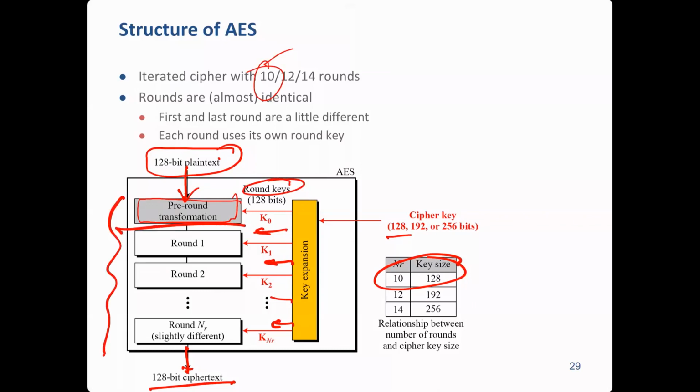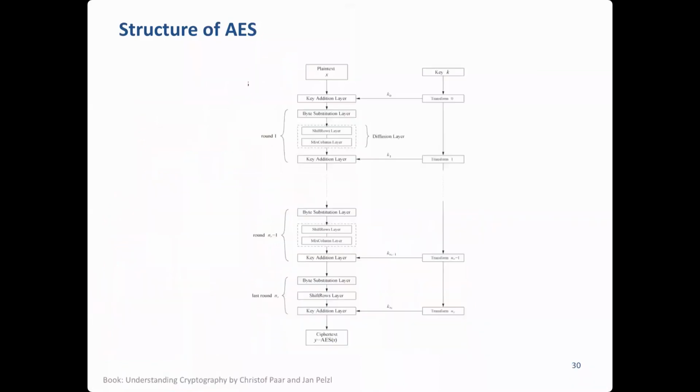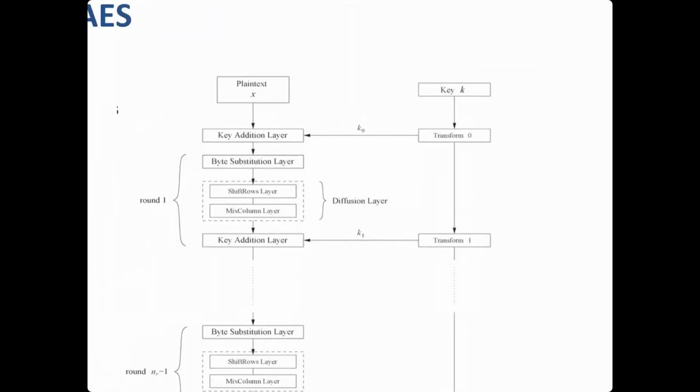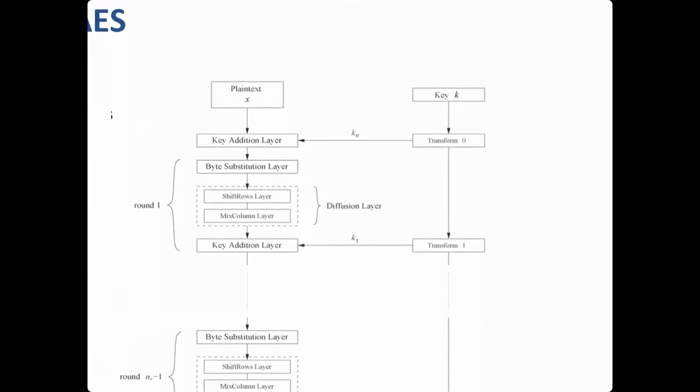Okay, so 1 to 10 rounds, say 10 rounds, and then there is an initial round. So this is the architecture. Okay, so now let's expand this. This is a plain text of 128 bits. This is a key of 128 bits.